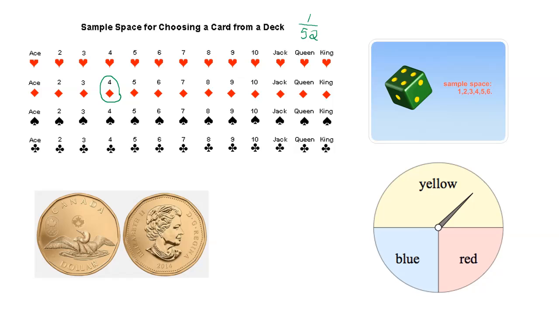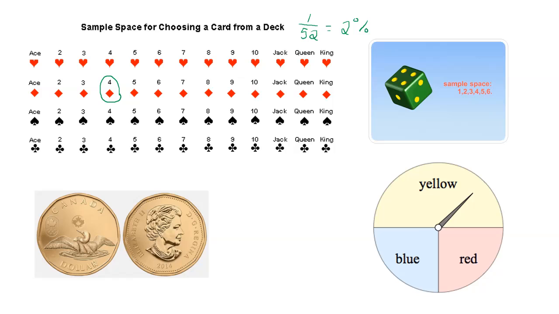Now, if you wanted to type this into your calculator, you could, and you would see that it can give you a percent. So I'm going to type in 1 divided by 52, because a fraction bar means divide, and it tells me that it is about a 2% chance. So it's roughly a 2% chance of getting that card.